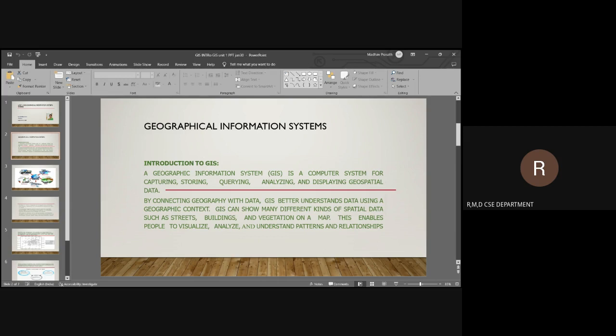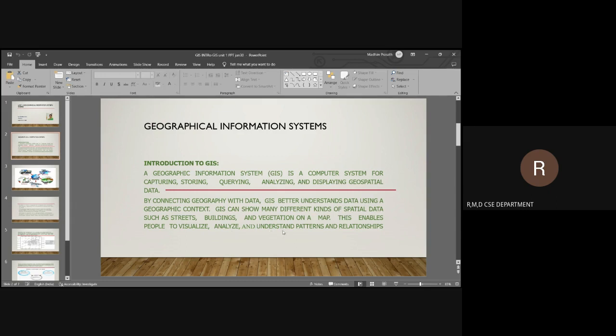So we are going to use the geographical information system for capturing, storing, inserting, querying, analyzing, modifying and displaying the geographical data. How are we going to describe the geographical data? Now you will collect various data, for example, different types of spatial data, such as streets, buildings, and vegetation on a map.